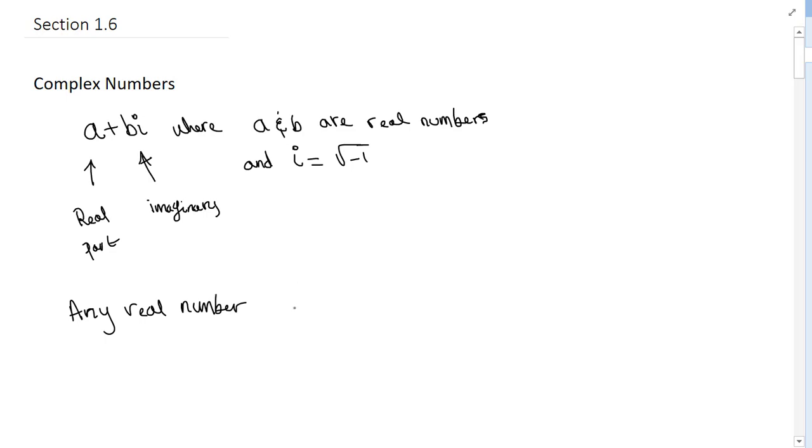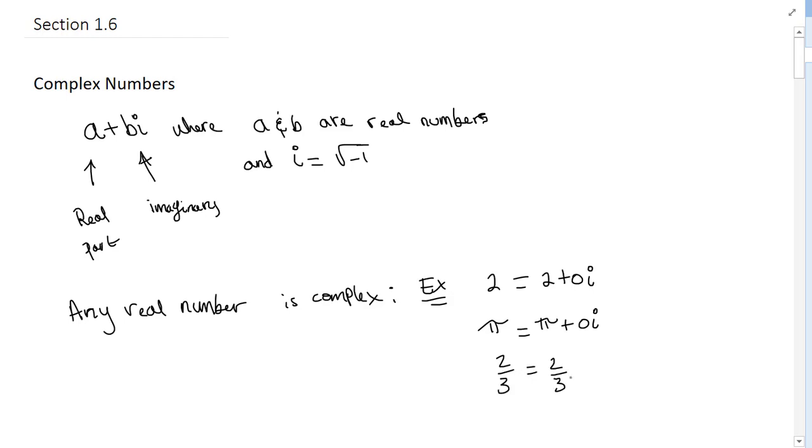So every real number, I'm just going to say, is complex. For example, the number 2 can be written as 2 plus 0i. Then the number pi, an irrational number, can be written as pi plus 0i, and so on. A rational number, 2/3, is 2/3 plus 0i. Essentially, the imaginary part can be written with a coefficient of 0.